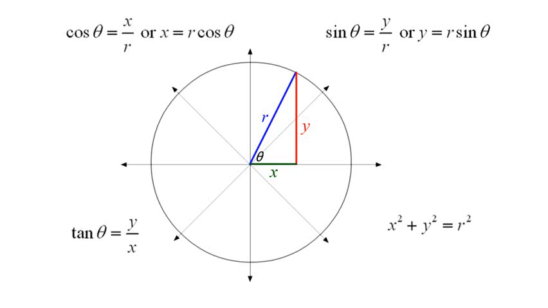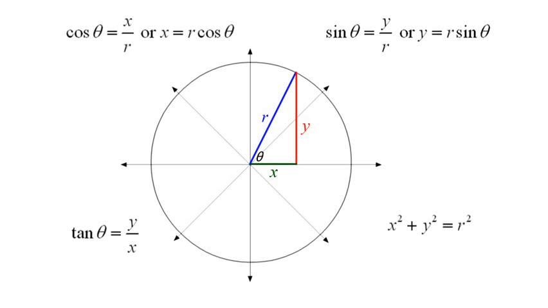Here's a review of some formulas relating polar and rectangular coordinates. All of these formulas are based off of the right triangle you see in the diagram. If you know this triangle, you should be able to find all of these formulas easily. Using right triangle trig, you can see that the cosine of theta is equal to the adjacent side x over the hypotenuse r, and likewise, the sine of theta equals y over r, and tan theta equals y over x.